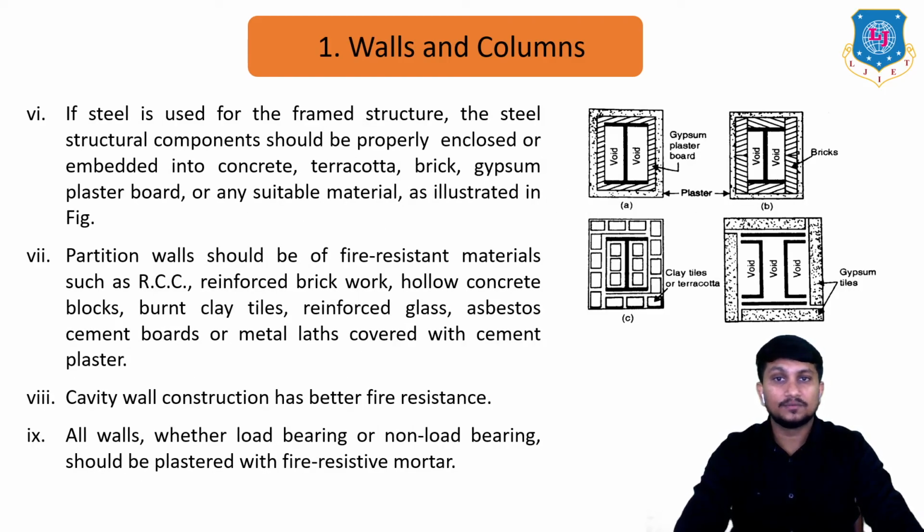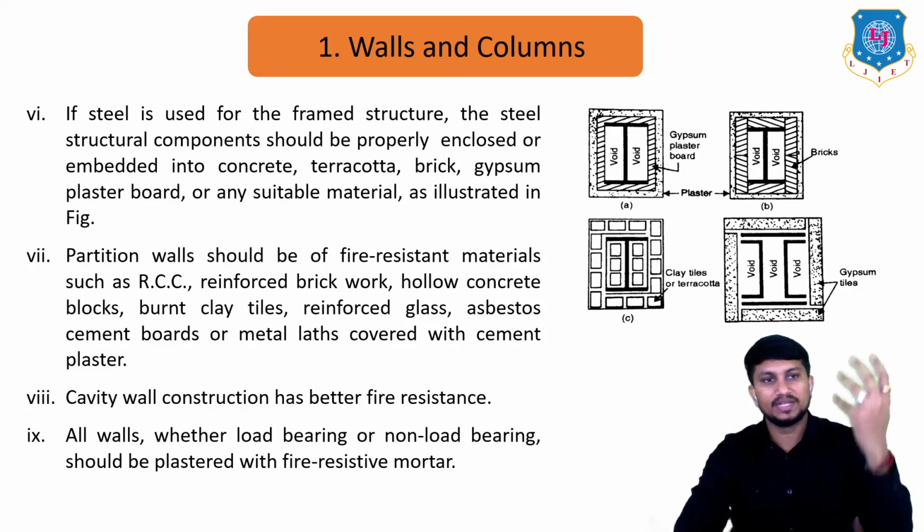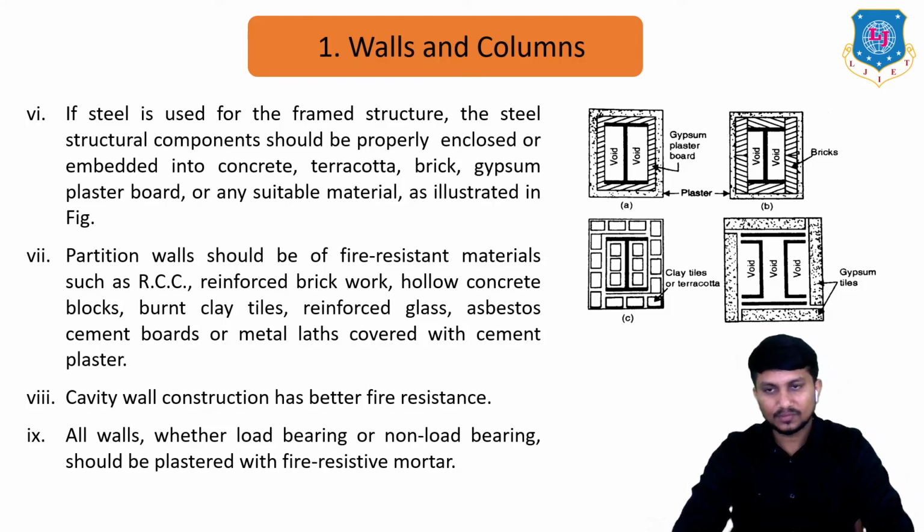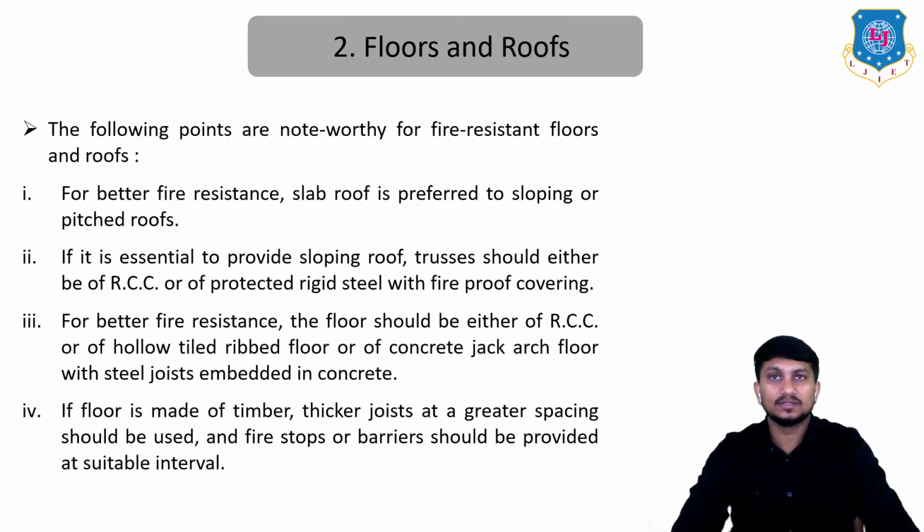If steel is used for the frame structure, the steel structure component should be properly enclosed or embedded in concrete, terracotta, brick, gypsum, plasterboard, or any suitable material as illustrated in this figure. You can clearly see the steel bars are exactly in between the gypsum plasterboard, bricks, gypsum tiles, clay tiles, etc. Okay. Partition walls should be of fire resistant materials such as RCC, reinforced brickwork, hollow concrete blocks, burnt clay tiles, reinforced glass, asbestos cement boards, or metal lath covered with cement plaster. Okay. Cavity wall construction has better fire resistance compared to the other construction of walls. All walls, whether load bearing or non load bearing, should be plastered with fire resistive mortar. Okay. So these are the various points considered while constructing walls and columns.